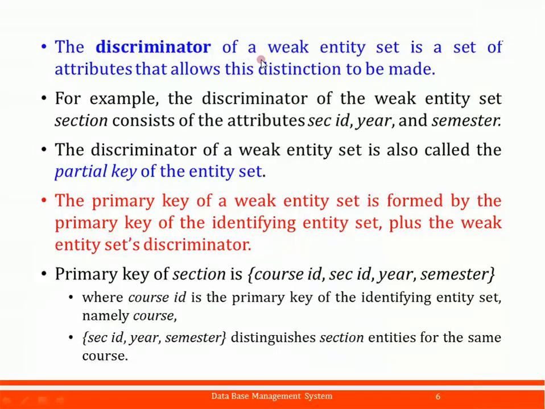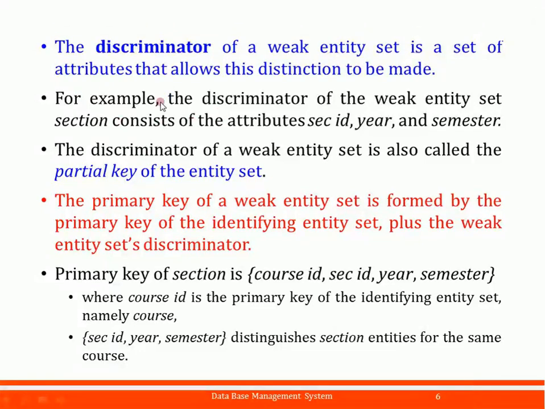The discriminator of a weak entity set is a set of attributes that allows this distinction to be made. So you have a specialized one called a discriminator, a set of attributes that allows the differences to be made. For example, the discriminator of the weak entity set section in an organization consists of the attributes section ID, year and semester. The discriminator of the weak entity set is also called the partial key of the entity set.